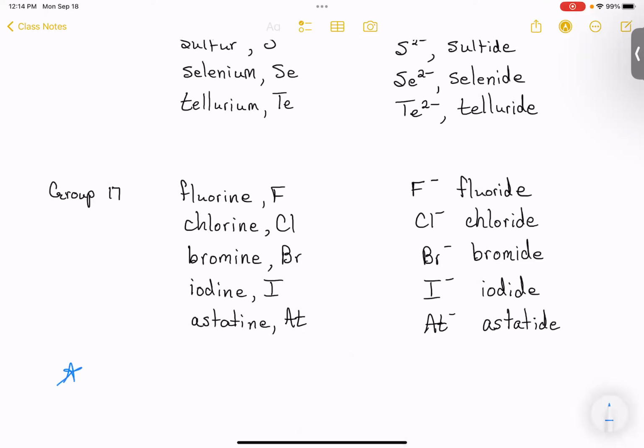So what did you notice? Element anions end in -ide. That's important. Make a highlight, make a note, star it, go crazy about it. Because that ending, with very few exceptions, is how you can distinguish between an anion of an element and a polyatomic anion.